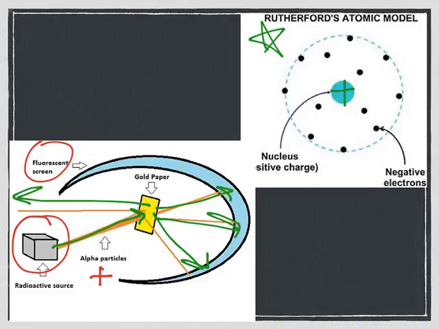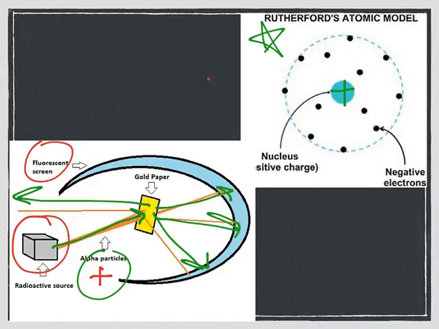So based on what we know about charges, like charges repel. Think about a magnet. The North Pole and the North Pole repel each other. They have the same, we'd think of it as like a charge. Electricity works the same way. So Rutherford said, well, these alpha particles were positive, so there must be something positive in the gold paper that caused those alpha particles to bounce backwards. But most of them went through.